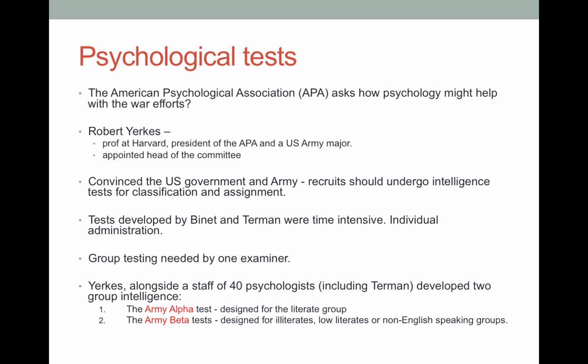In 1917, the US entered the First World War, and the American Psychological Association considered how psychology might help with the war efforts. Robert Yerkes was appointed head of the committee. He was at the time president of the APA and a US Army major. Yerkes, a well-known professor at Harvard, convinced the US government and army that all of its 1.75 million recruits should undergo intelligence tests for purposes of classification and assignment.